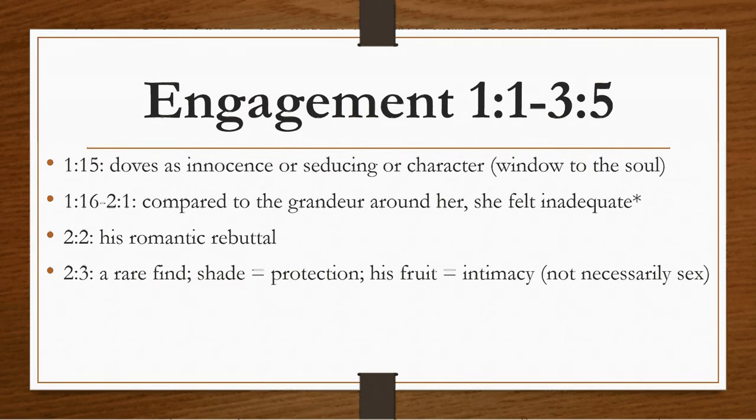So the idea here is that Solomon is a rare find, like an apricot tree among the trees of the forest. You have the trees of the forest, and out of nowhere you have this nice apricot tree, which is good for shade and has fruit. Pine trees don't really have fruit. They have needles.